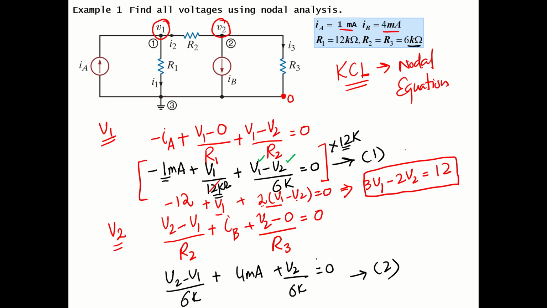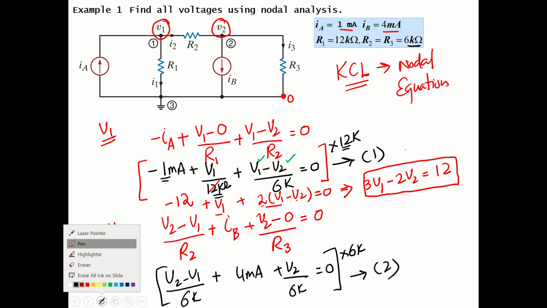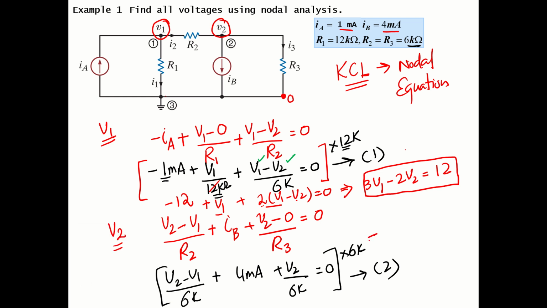Same thing I will do at the second node equation. So again here we can multiply with 6k, okay, so let's do that. So what will be the outcome here now if we try to write it down? So 6k divided, so I have v2 minus v1. Then 4 times 6, that will be 24. Again k and milli will be cancelled. Then we have v2, and 6 will be cancelled, is equal to 0.